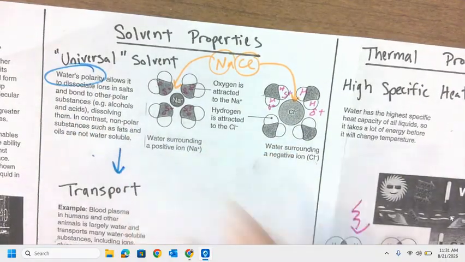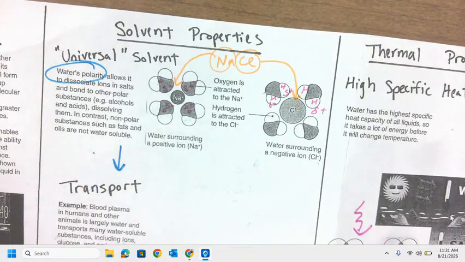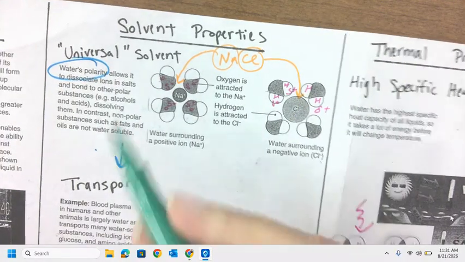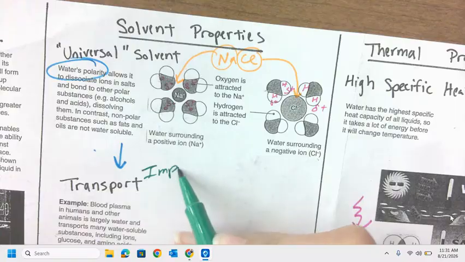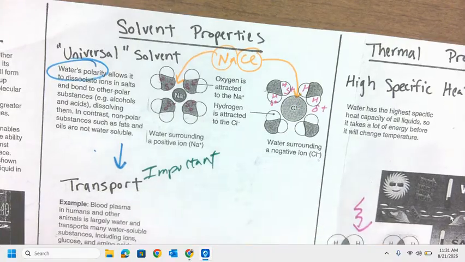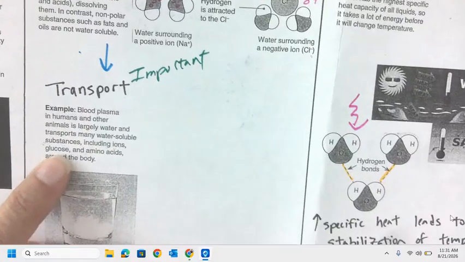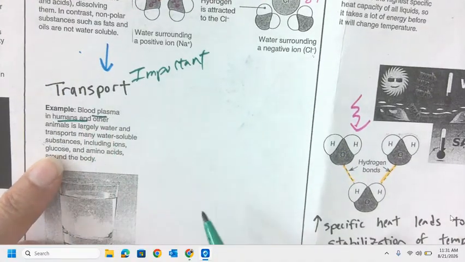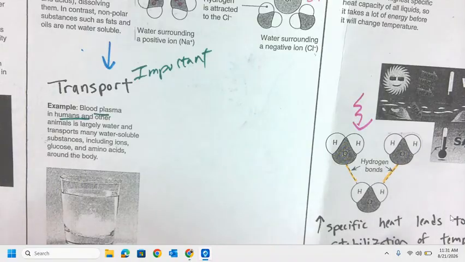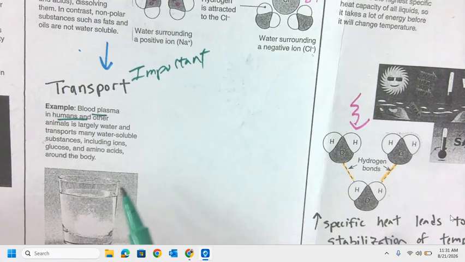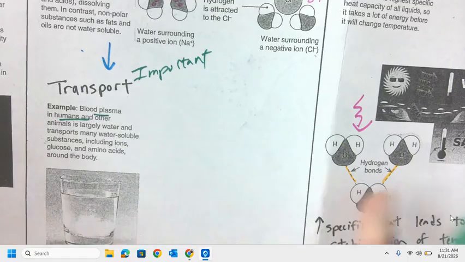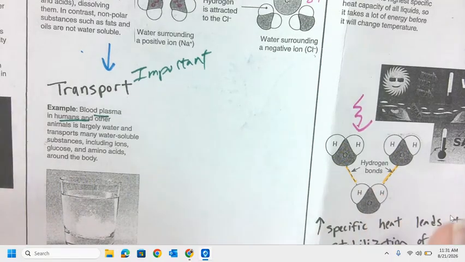This leads to a lot of other things that are important for life on Earth. For example, transport. Water can transport things in your bloodstream easily because things dissolve in water. So you can dissolve ions, sugars, parts of proteins, amino acids in water. And because of that, they can be transported around your bloodstream.